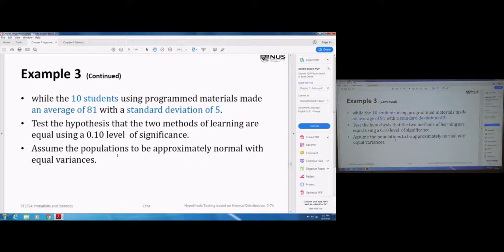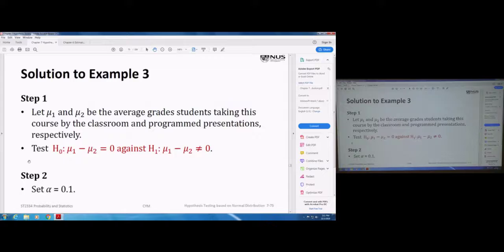So then the 10 students using program materials made an average of 81, standard deviation of 5. So now what we're going to do is to test the hypotheses that those means are equal, using a size of the test of 0.1. And we assume the populations to be approximately normal with equal variances. So we're basically in the setup that we specified at the beginning.